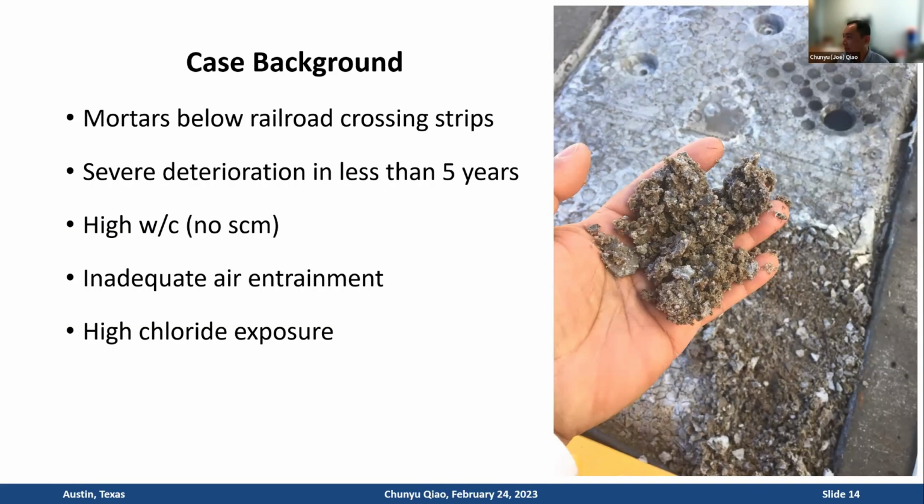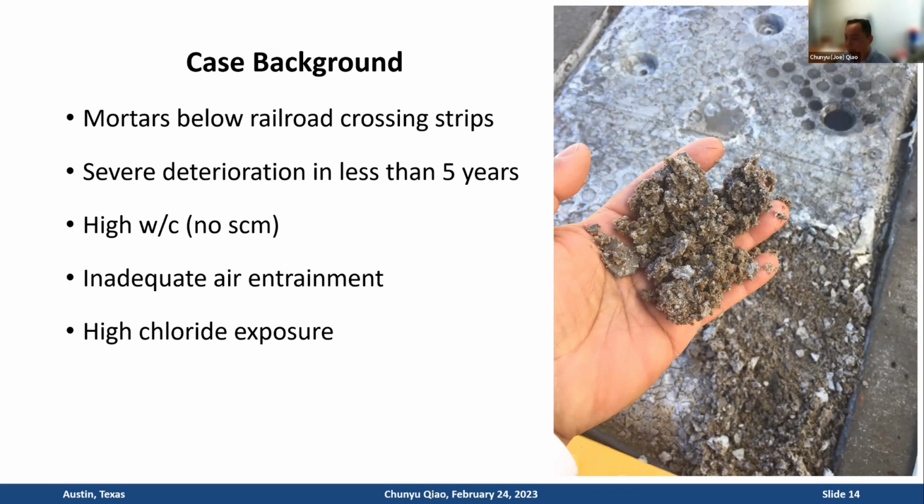They wanted to send me a core to examine the condition of the concrete, but they couldn't even make a core. You can see this guy can easily grab the concrete in his hand. It becomes so muddy and crumbled. So I only got a few crumbled fragments after 5 winters in service of this mortar slab. This mortar slab has very severe deterioration, very obvious to see after 5 years.